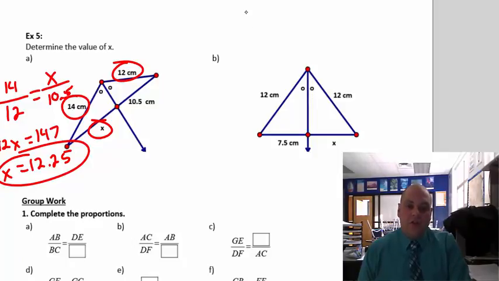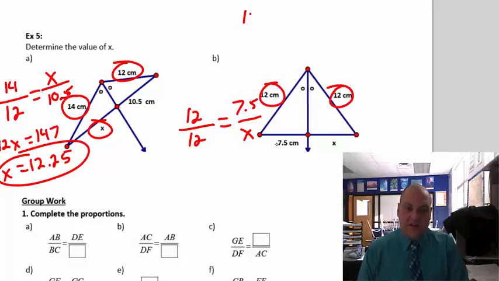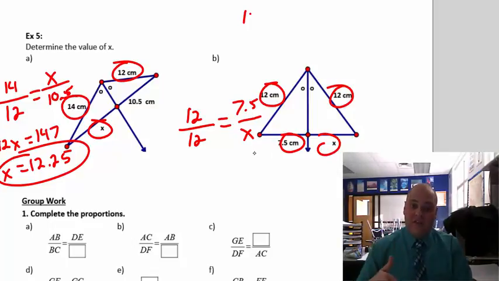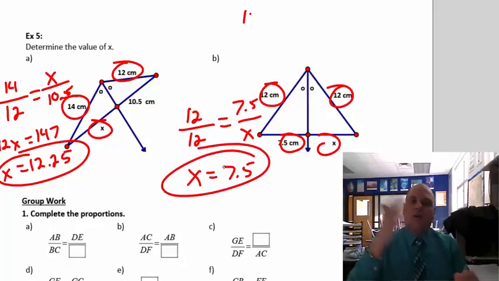And this one here, this one's easy. I'm going to do it down here. 12 is to 12 as 7.5 is to x. Well, if this is 12 over 12, this needs to be 7.5 over 7.5. So x equals 7.5. If you didn't understand that, you could just do it out the regular way, cross multiply, divide, and you are done.